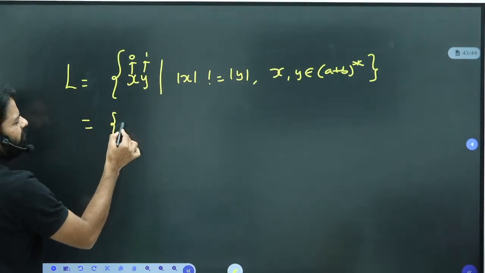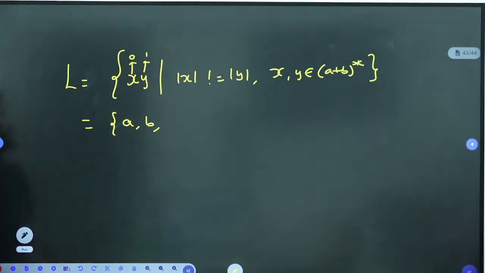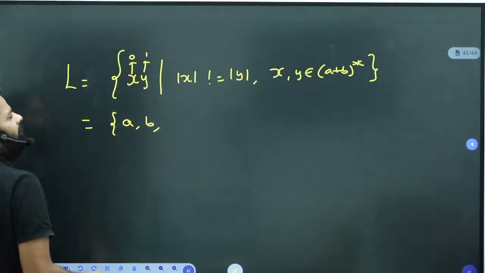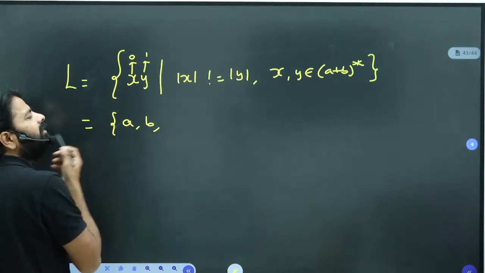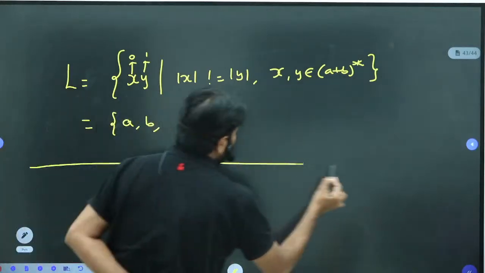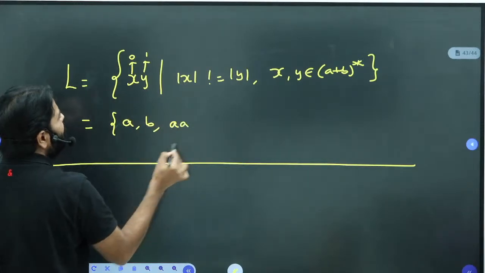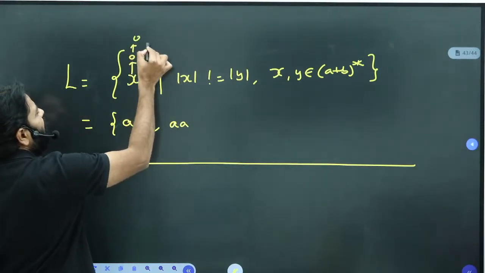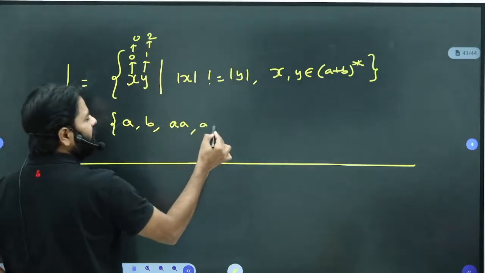Yes or no? That means can I get A or B? Epsilon I cannot get, correct? Any other? Let me write another one here, but later, not now. Can I have double A? I'll take this as 0 and this as 2. Possible, right? Any 2 length I can get here.